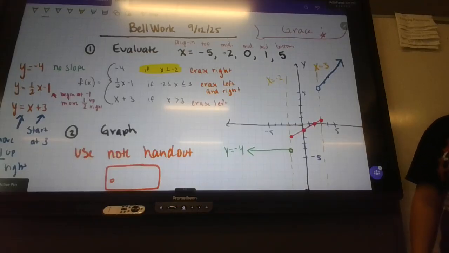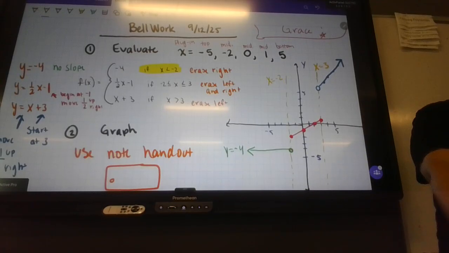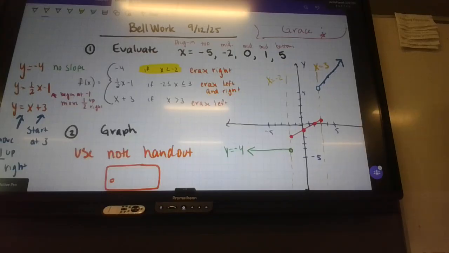Wow, we did it. 3 graphs in one. What a disguise. Calling it a piecewise function. It's really just 3 problems in one, isn't it?